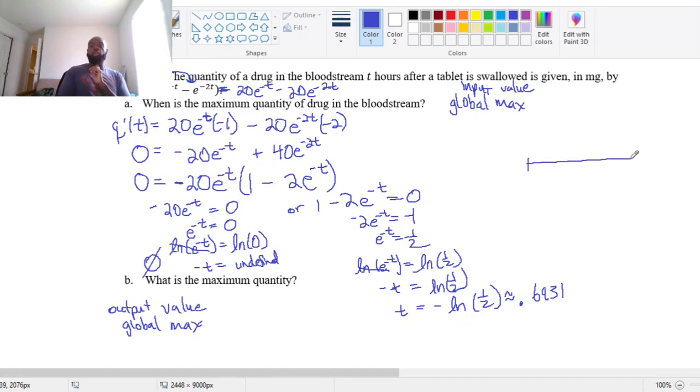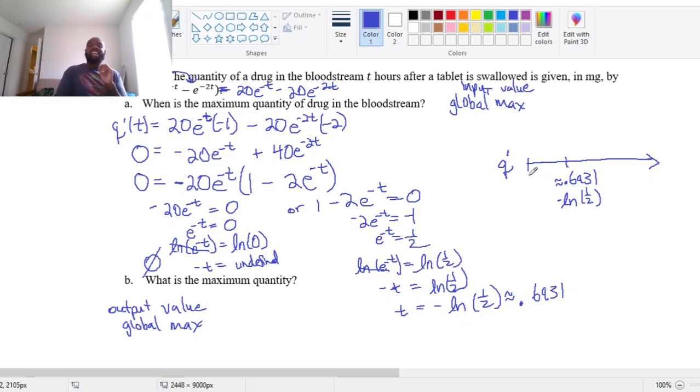So what I'm going to do is a Q prime line, and I'm going to put 0.6931 on that line. Now, I really want to put negative natural log of 1/2 on there. I know some of you are not comfortable, but it's approximately equal to that. Now, we want to find a global max. We need to know if we have open intervals or closed endpoints, an open interval or a closed interval.